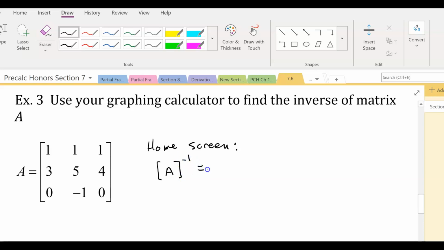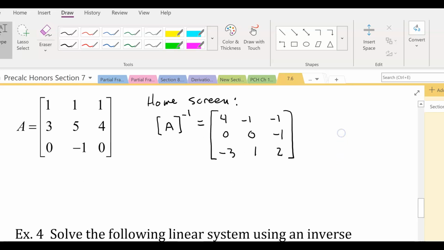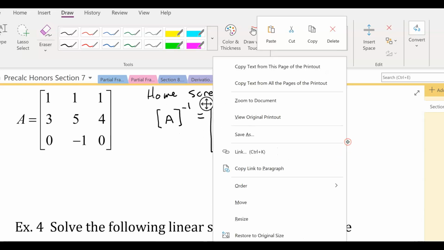And if you want to pause it, you can figure out what that is, so you can check when you come back. When you restart the video, the inverse will be up there, and you can check it. So go ahead and pause now and plug that in and see what you get. All right, so after plugging in A into your calculator and doing the inverse of it, you should get this matrix.